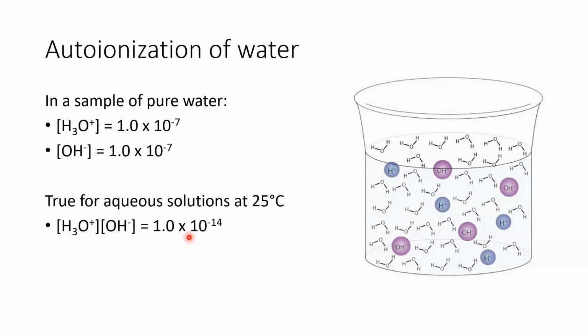And then if these concentrations are equal, that would be neutral, pH of 7, and they're both the same. Any other pH, these are not going to be the same as each other. They won't be equal to each other, but if you multiply them together, you will still get this number here.